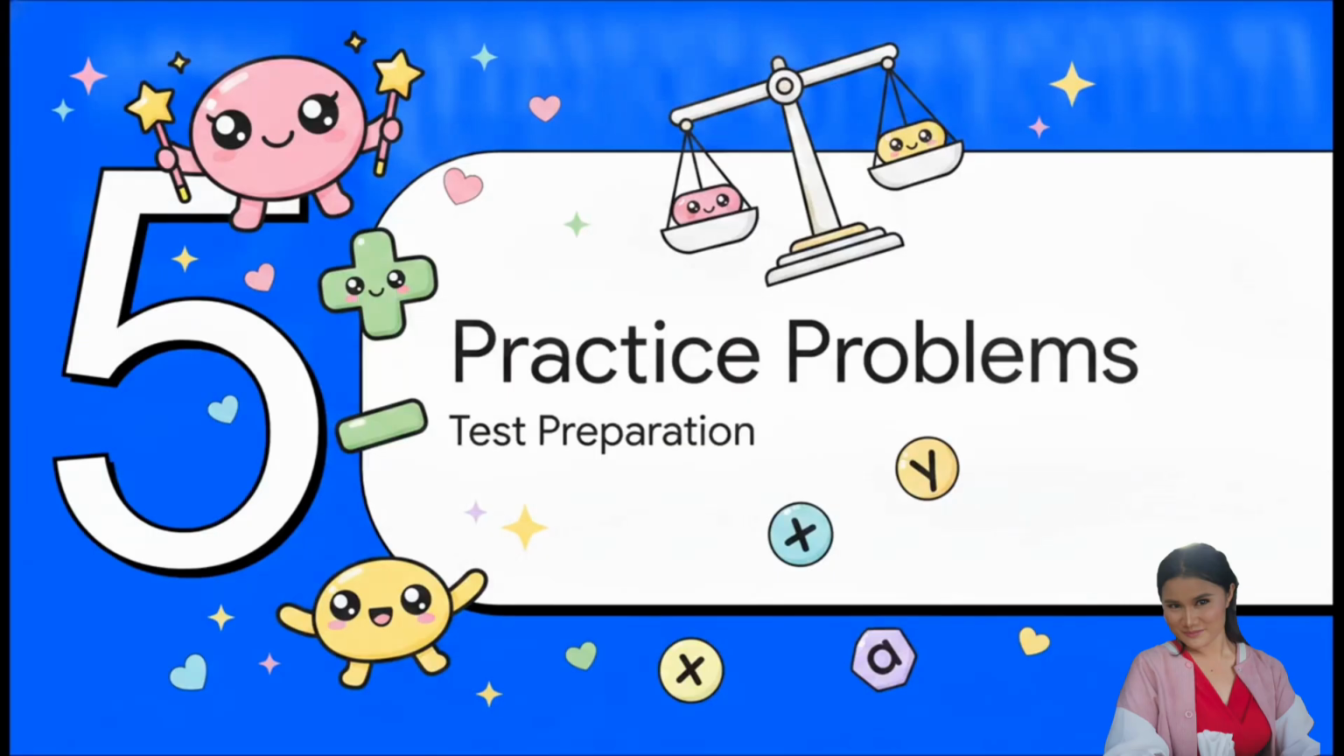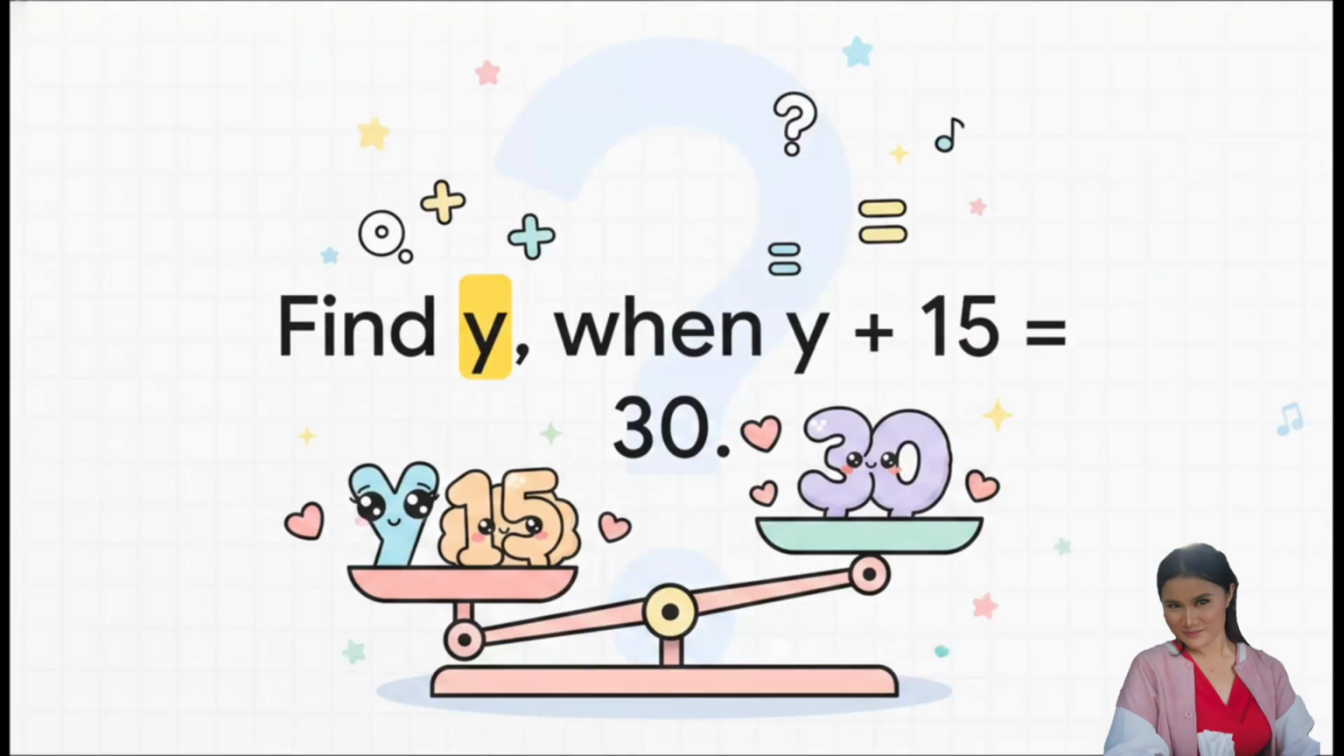Okay, section 5, practice problems. Let's prep for this test. Here's practice problem 1. Find y when y plus 15 equals 30. This is a classic, super simple addition equation. Our variable y is sitting right there on the left side of the scale, but it's being weighed down by an extra 15. So how do we get the variable y completely by itself?